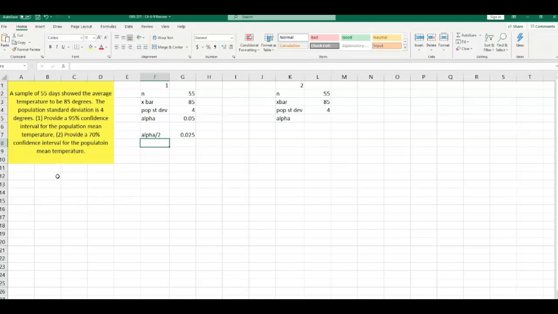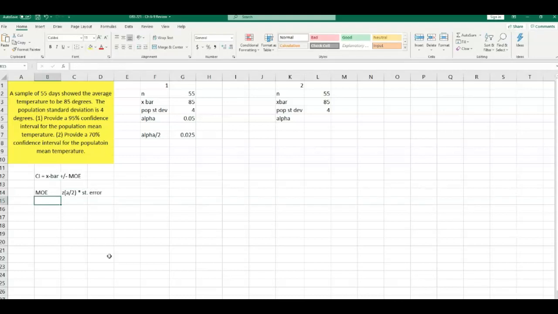So what is a confidence interval, right? Our confidence interval is going to be our x bar plus and minus our margin of error. So if we think about what our margin of error is going to be, that's going to be your z-score of alpha divided by 2 multiplied by your standard error.